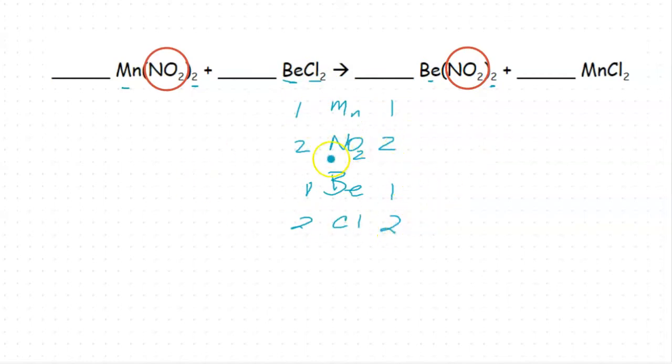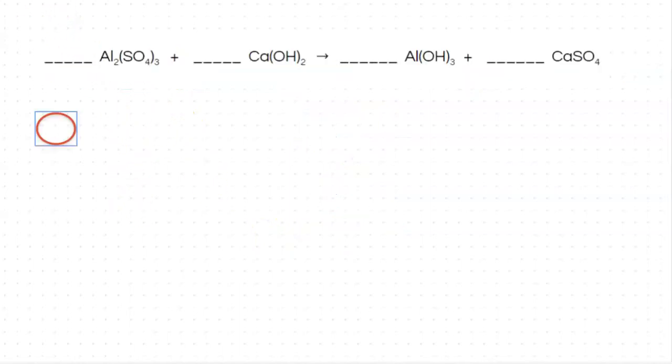So as I check this reaction, again, practicing circling our ions and counting, when I look at what I have, I'm already working with a balanced chemical equation. So let's take a look at one that we're going to have to balance.